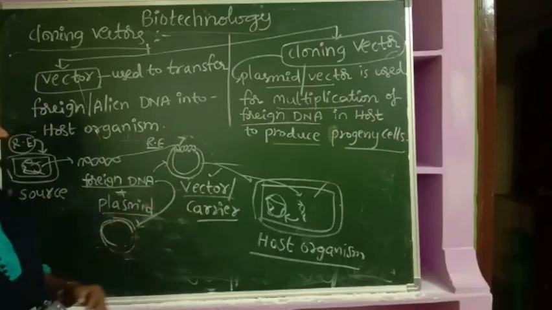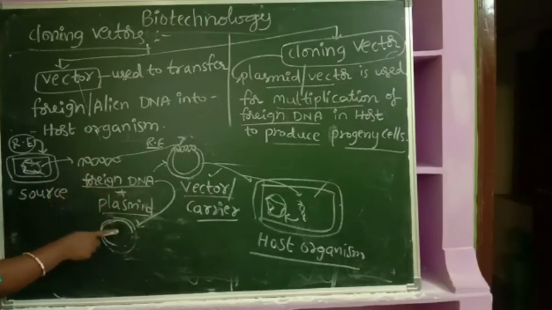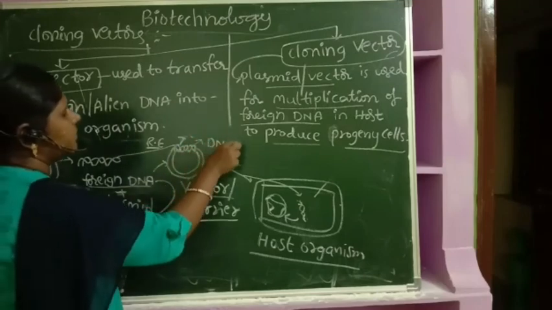Now let us see the cloning vector. In the cloning vector, it is also the same process. With the help of restriction endonuclease, it makes a cut. Foreign DNA or alien DNA comes out. It joins with the plasmid with the help of DNA ligase.